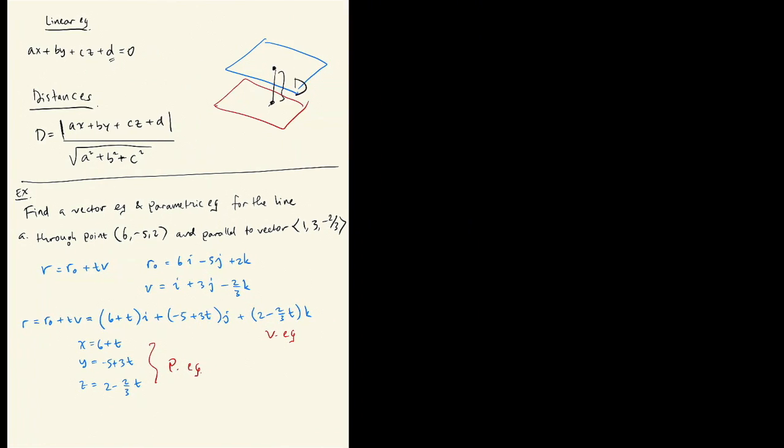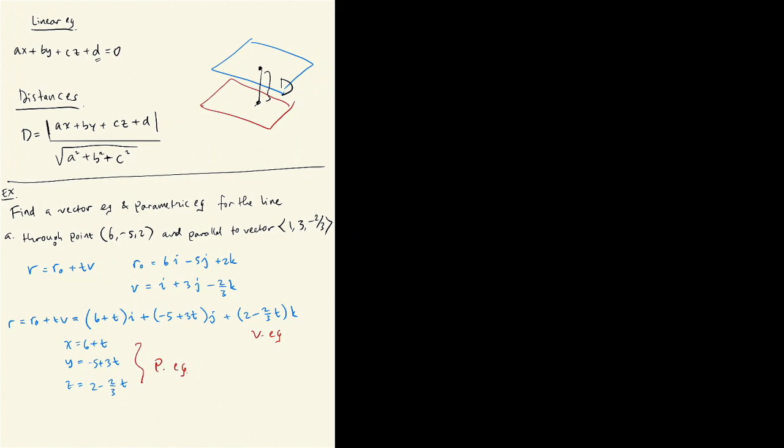Okay, finished? Okay. The second question. This is A, this is B. The same question: find the vector equation and parametric equations for the line through a point.